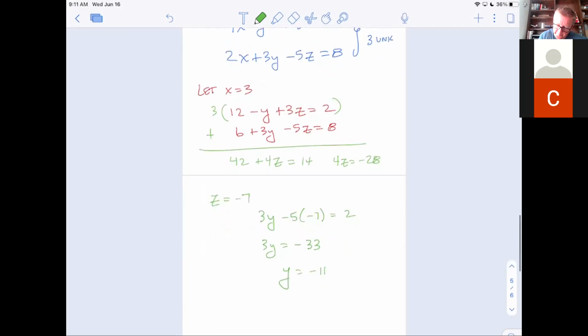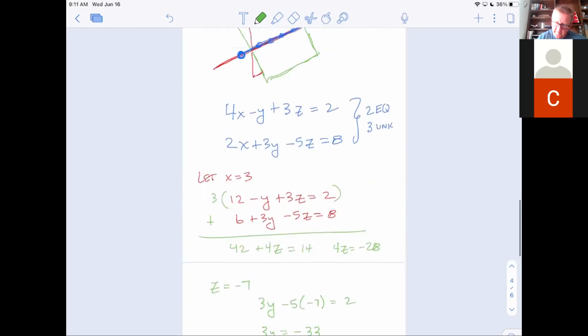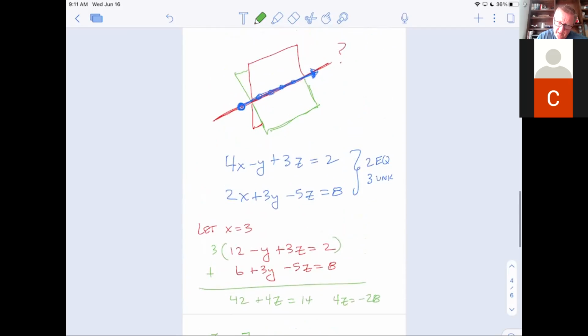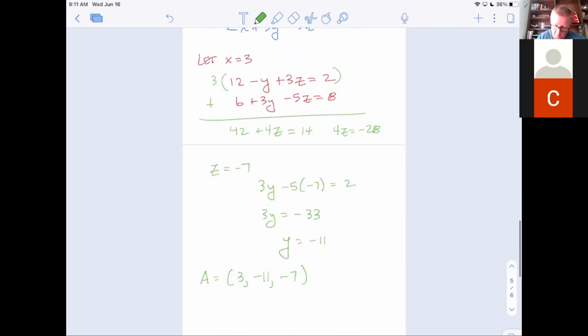So I just found a point. I guess we'll call it point A. Let's see, I picked x to be 3. I found out y was -11 and z was -7. So I found a point. So does it make sense? That's one of the ingredients. All I need is a point and a vector, and I can find a vector by finding one more point.